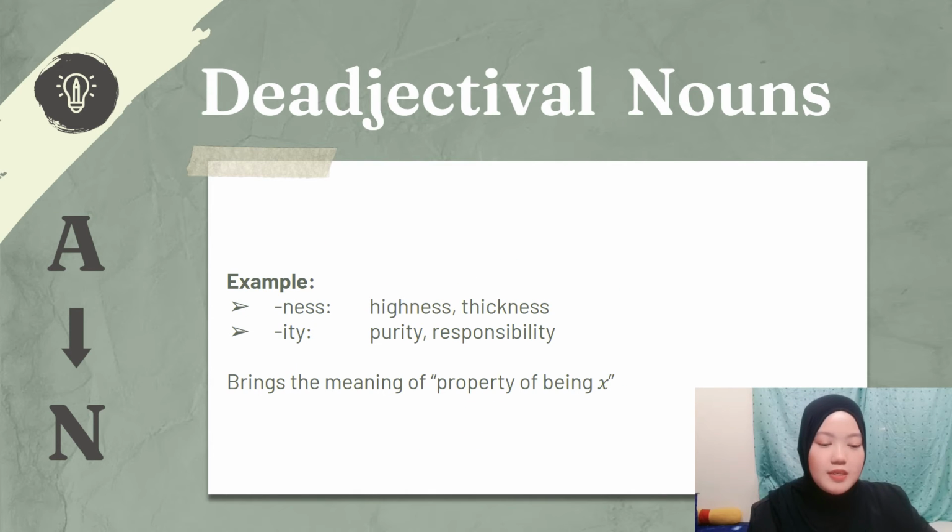And the third component is the adjectival nouns. For example, with the suffix ness: high, which is an adjective, highness; thick, thickness, which we transform into a noun. And then we have the suffix ity: pure, purity; responsible, responsibility. It usually carries the meaning of property, being and acts.